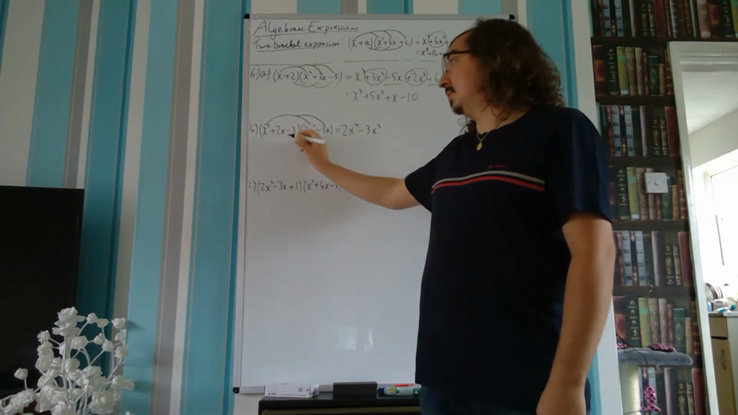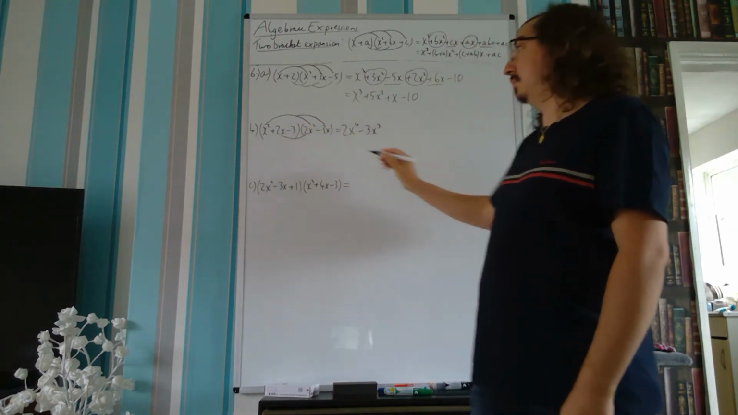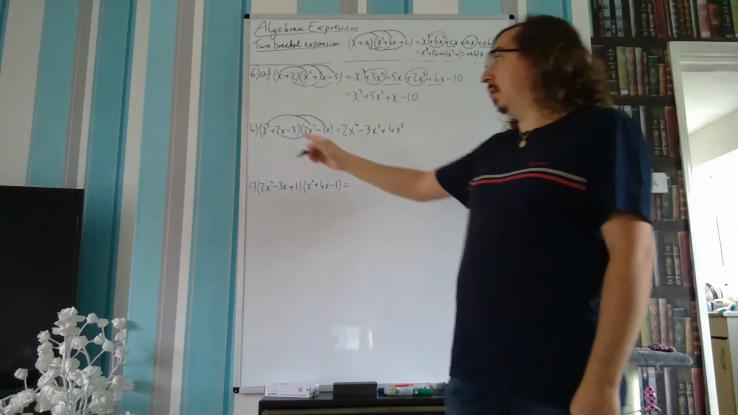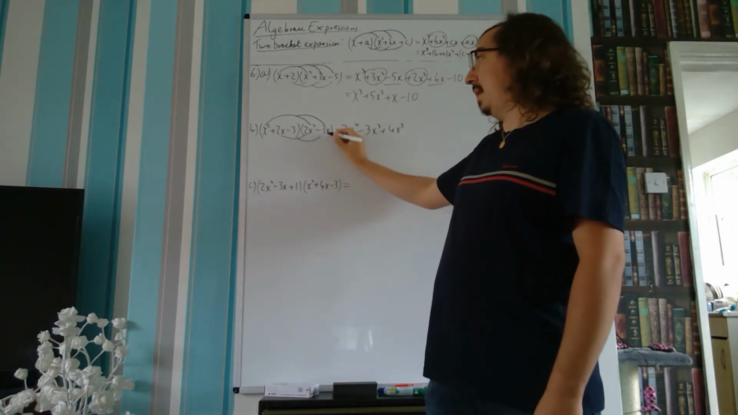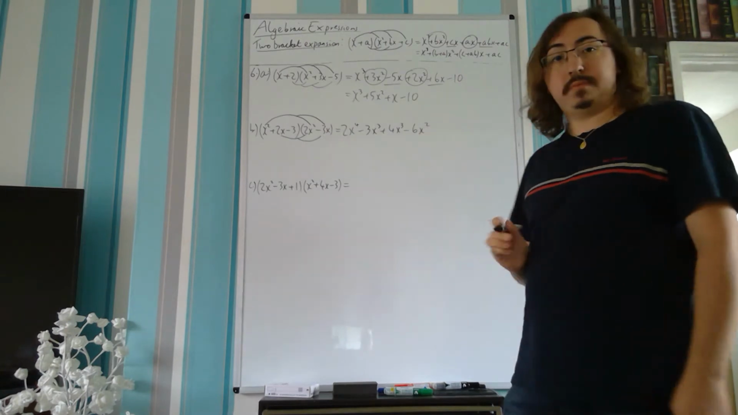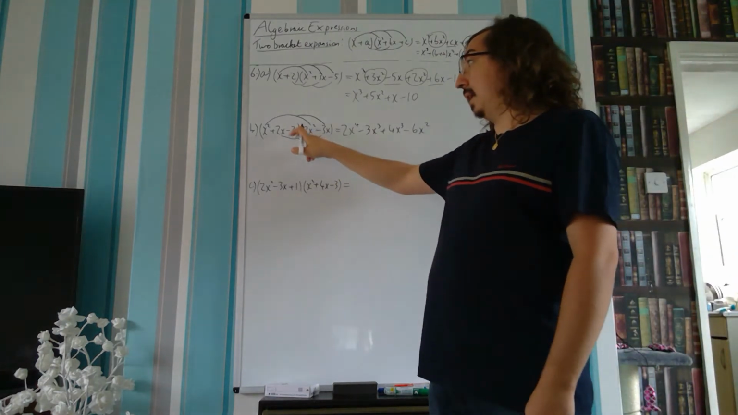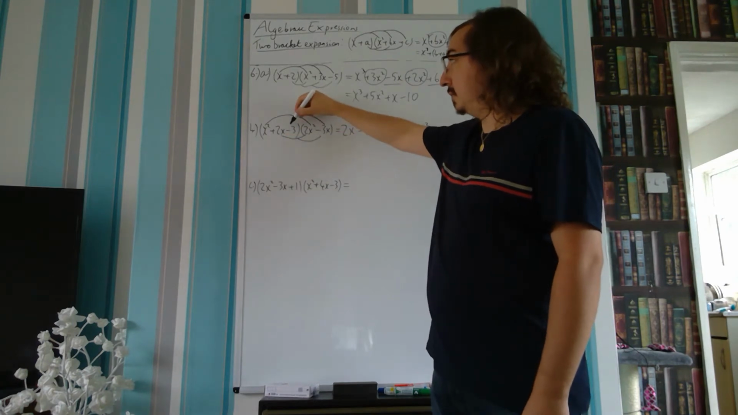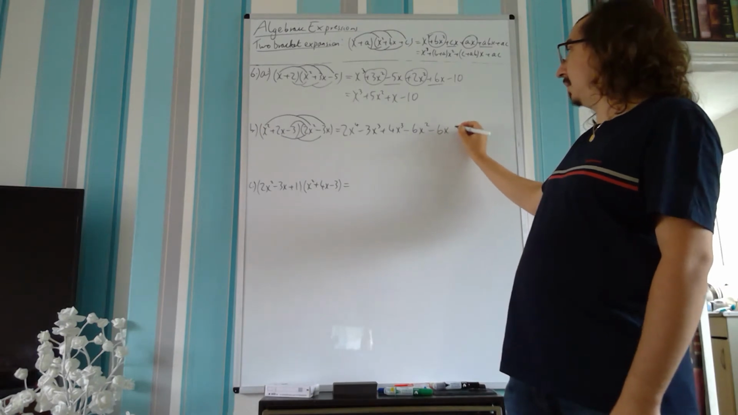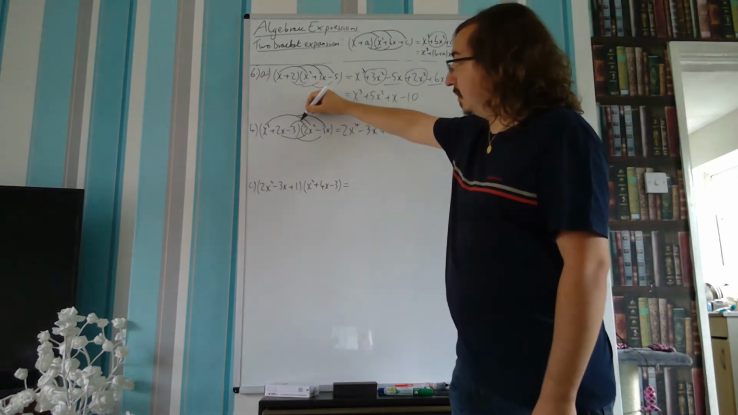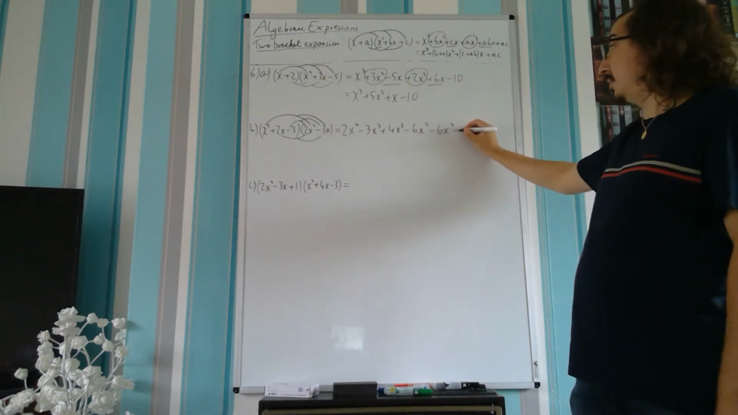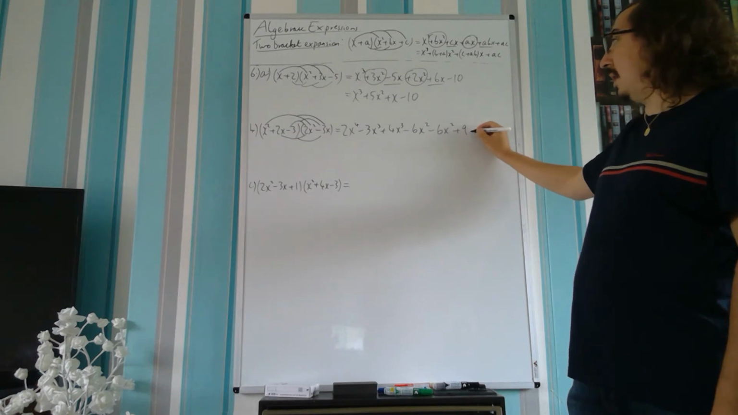Then if we move to the next term, so we have 2x times 2x squared is plus 4x cubed. The 2x times the minus 3x is minus 6x squared. And then finally, we take our last term from the first bracket, minus 3, times that by the 2x squared, so we get minus 6x squared. And the minus 3 times the minus 3x, careful with the minuses, minus times a minus becomes a plus, so plus 9x.